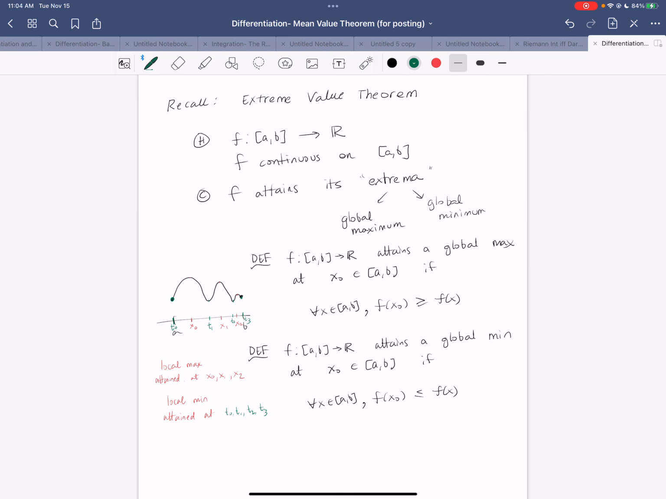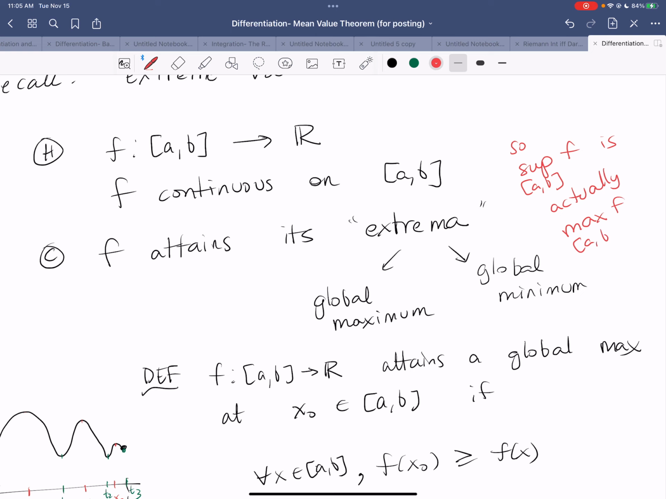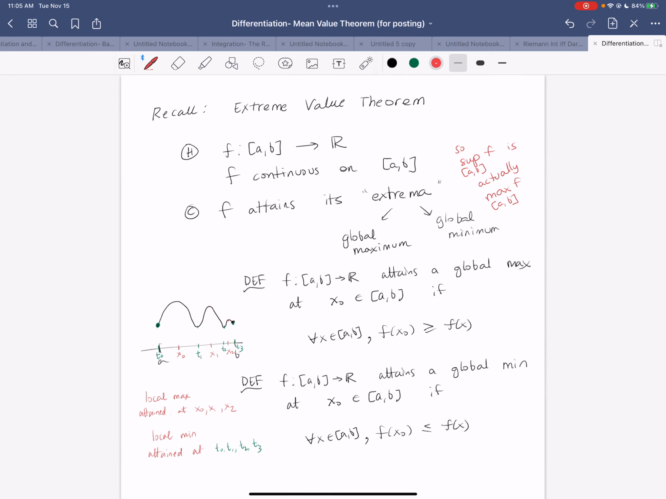Okay, so what we're saying for the extreme value theorem is if you have a function that's continuous, it has to attain its extrema. So the sup is really a max. That's maybe a good way to summarize it. So the sup of f over [a,b] is actually the max of f. And the same thing with inf. Okay.